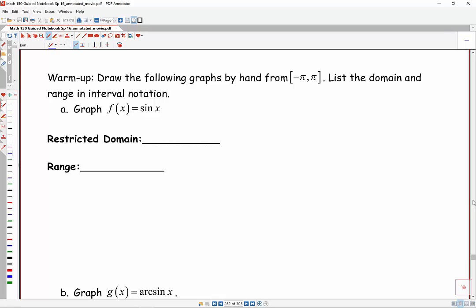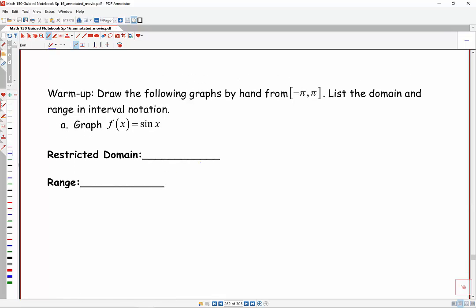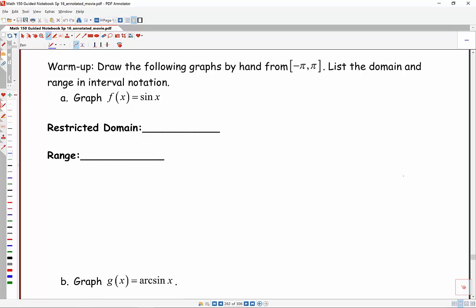So what we're going to do is go ahead and draw these graphs by hand from negative pi to pi inclusive, and we will list the domain and range and all that good stuff. So go ahead, pause the movie, and warm it on up. Right? Okay, let's see how you did.